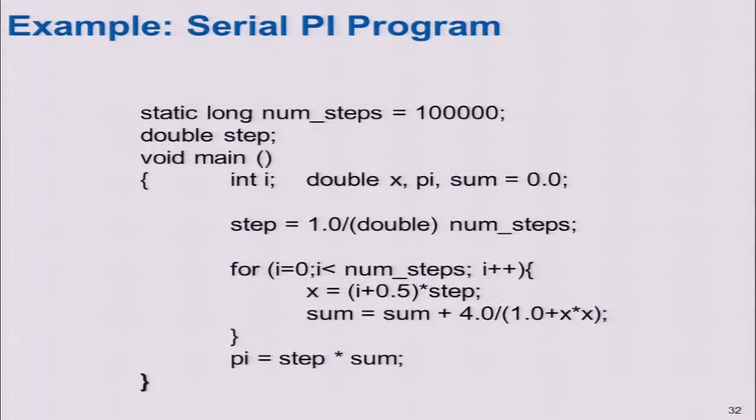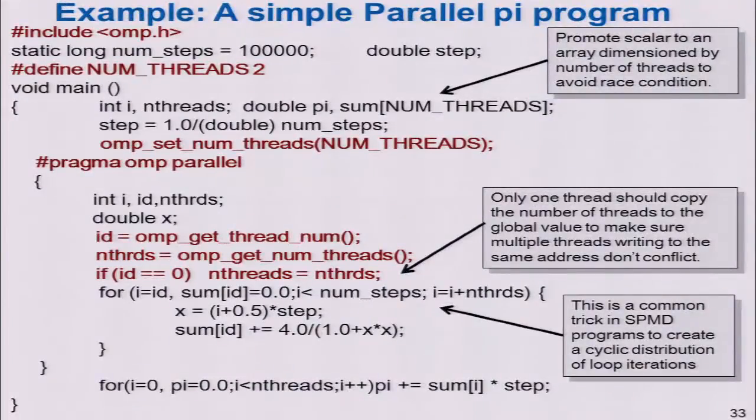So now, let's create the parallel Pi version of this program. All right, and let's talk about this. So I'm going to add my pragma omp, include omp.h at the top. All right. I'm going to define the number of threads I want as 2, pound define NUM_THREADS 2. And I'm going to tell it I want that number of threads, omp_set_num_threads. All right. So I'm going to do that right there.